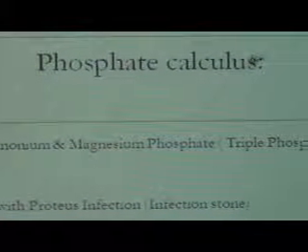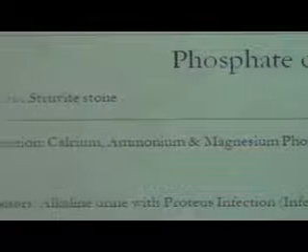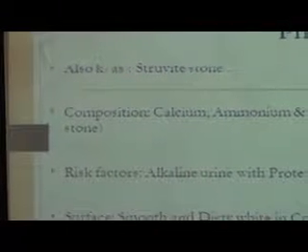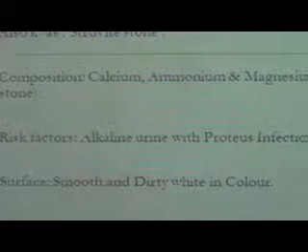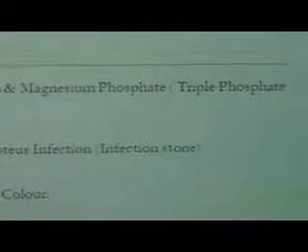And next is the phosphate calculus. We have already discussed this a lot. Phosphate calculus is also called a triple phosphate stone because it is composed of calcium, ammonium and magnesium phosphate. The triple phosphate stone is formed in an infectious environment, infectious urine, by urea splitting microorganisms, most preferably Proteus. So this is also called an infectious stone, and the most characteristic feature of the phosphate stone is that it silently enlarges and fills all of the collecting system, so it can also be called a silent stone. Its surface is smooth and the color is dirty white.